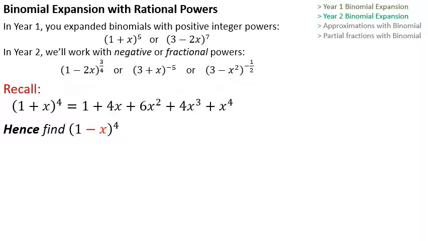To begin with, see if you can remember how the standard year one process goes. See if you can reproduce this, 1 plus x to the power 4, if you've forgotten the details, and then have a go at using that expansion to find this very similar expansion, 1 minus x to the power 4. Have a think, see if you can make use of the result above to calculate the expansion below. And when you've done that, unpause the video and we'll continue.